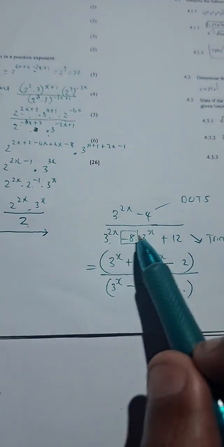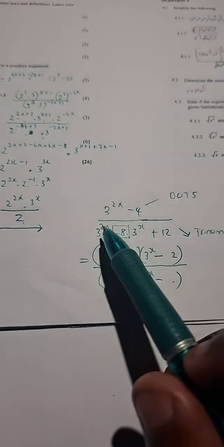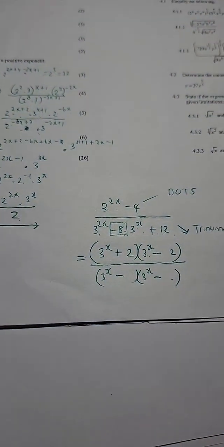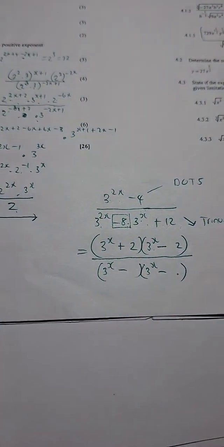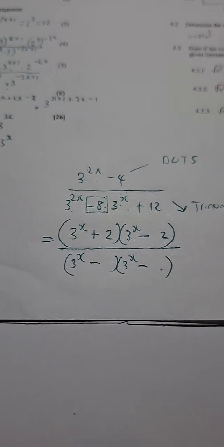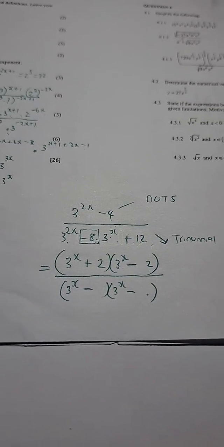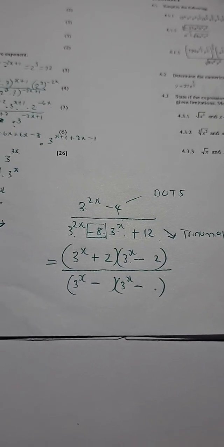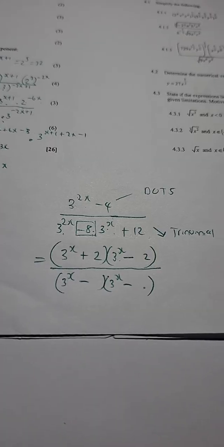Please don't mind 3 to the power 2x and 3 to the power x. Those are like your variables, one raised to the power 2 and the other just raised to the power 1. So that means the factors. Can anyone tell me the factors? What are the factors of 12? You multiply, they give you 12. You add, they give you negative 8. Negative what and negative what?